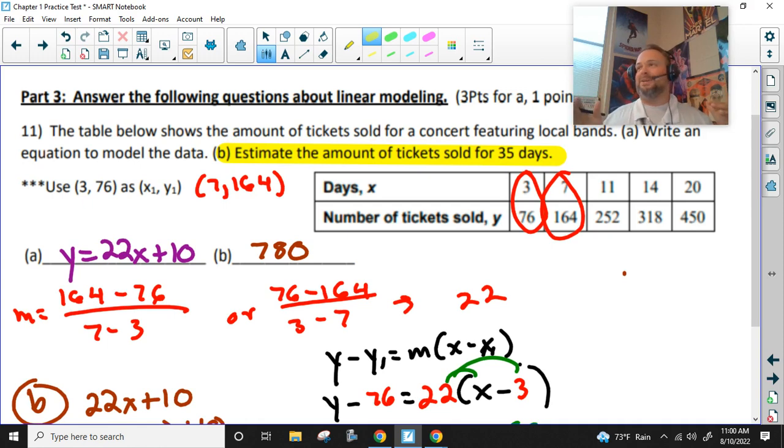Because what will happen sometimes, people will get so lost in finding that equation, they're like, I don't know what to do on B.